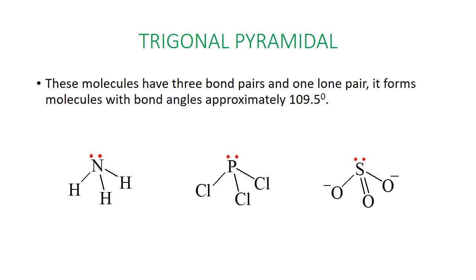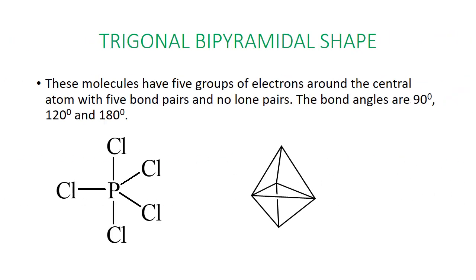Next we look at the trigonal pyramidal shape. These are molecules which have three bonding pairs and one lone pair of electrons. The bond angle is also approximately that, but can be different according to the type of atoms and the nature present. These have one lone pair, and the shape obtained is like a pyramid, but with a triangle as its base. That's why it's called trigonal pyramidal.